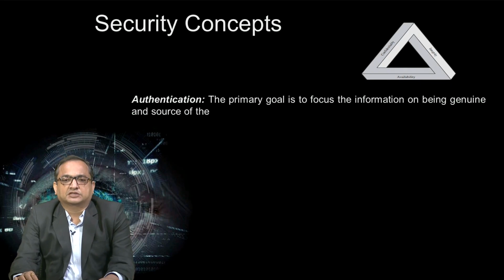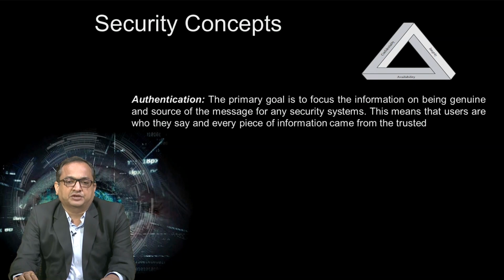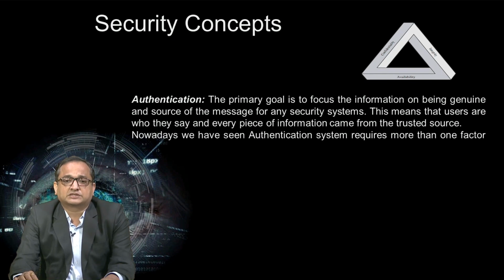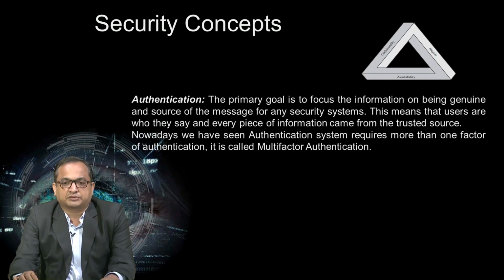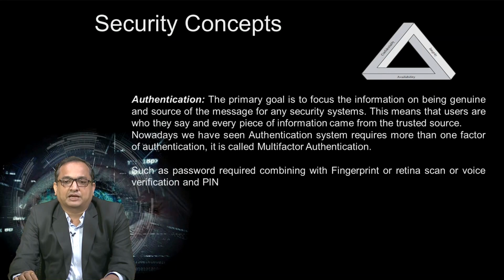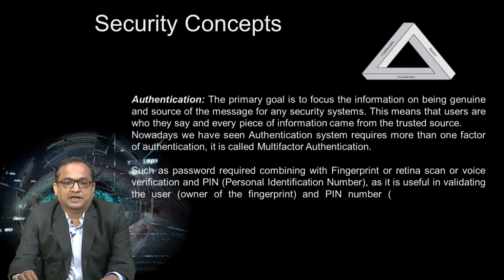So, what about authentication? The primary goal is to focus on the information being genuine and on the source of the message for any security system. This means that users are who they say they are, and every piece of information came from trusted sources. So, it can be authorized and it can be authenticated. Nowadays, we have seen authentication systems require more than one factor of authentication, and it is called multi-factor authentication, because whenever we enter a username and password, the system asks for an OTP through mobile, through SMS or through email. So, this is multi-factor authentication, such as a password combined with a fingerprint or retina scan or voice verification, and PIN, personal identification number, which is useful in validating the user, something that the user knows.